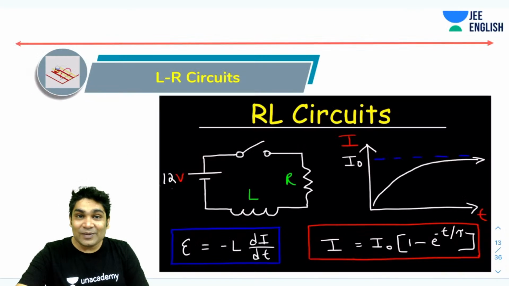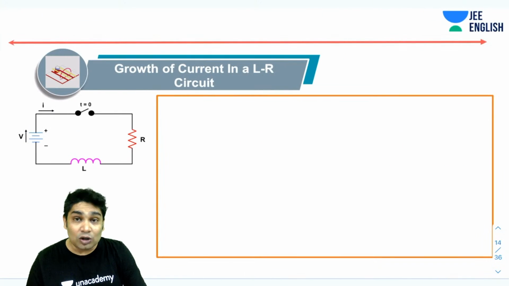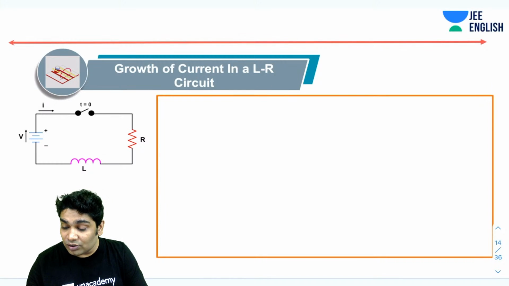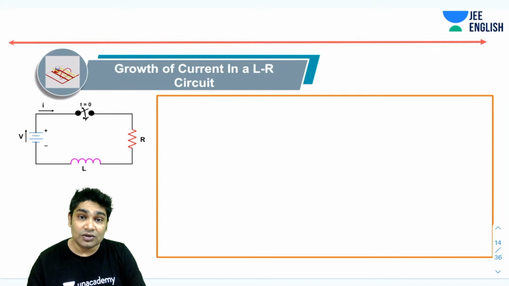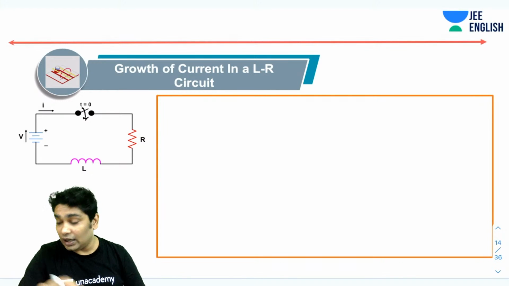So this is how a typical LR circuit would look. Any typical LR circuit would have a resistance, an inductor and a battery. So we want to study the characteristics of such a circuit today. First we'll talk about the growth of current in an LR circuit. Suppose this was the circuit: you have an inductor, a resistor and a battery of V volt, and at t equals 0 you close this switch and you want to study how the current in the circuit would grow. Okay, so how do you do that?